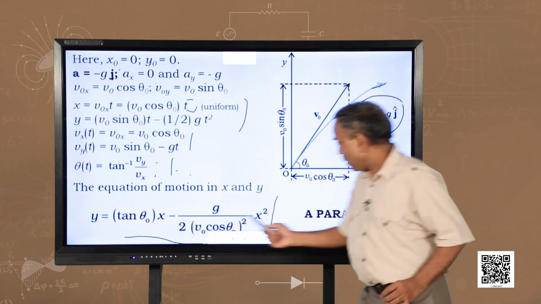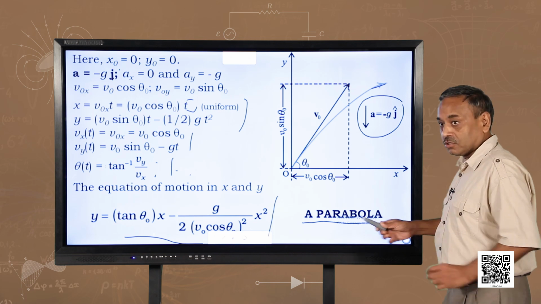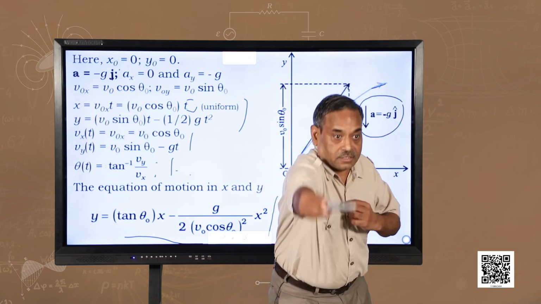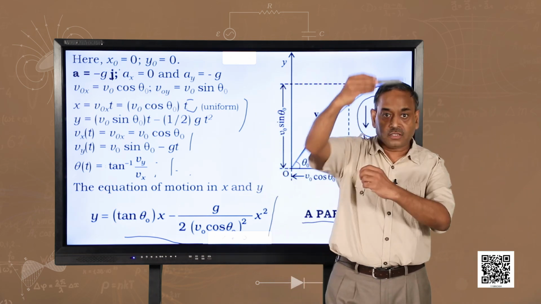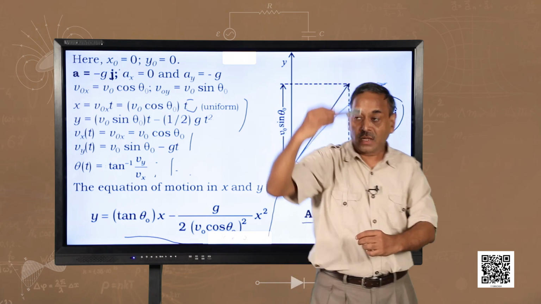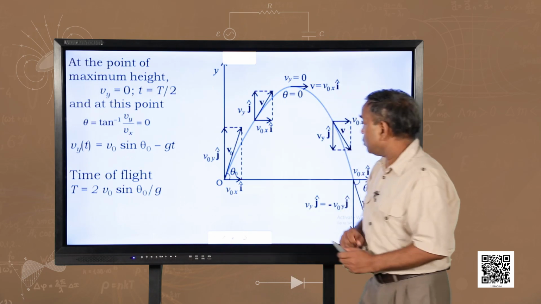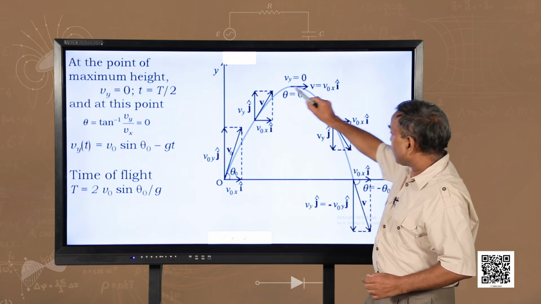And this equation is a parabola equation. So, this is why this goes like this, the parabola. Next slide will show you the whole path. This is a parabola.